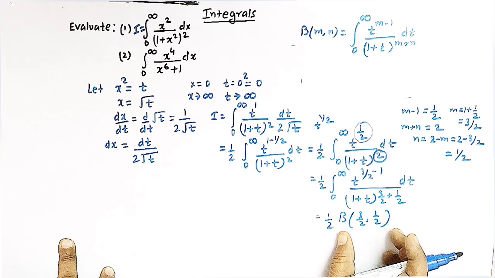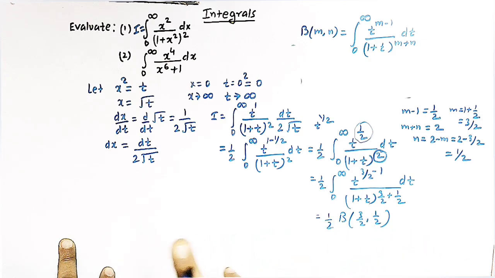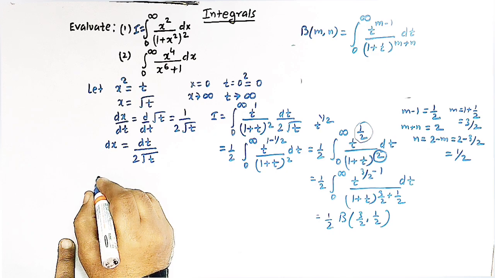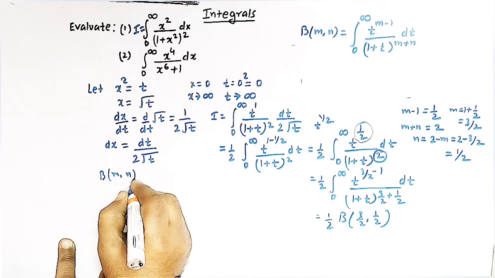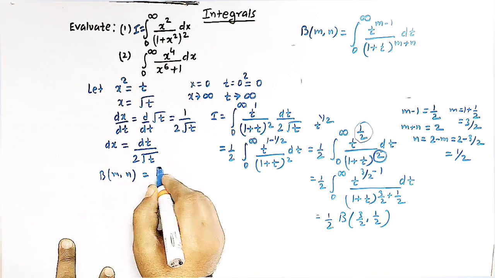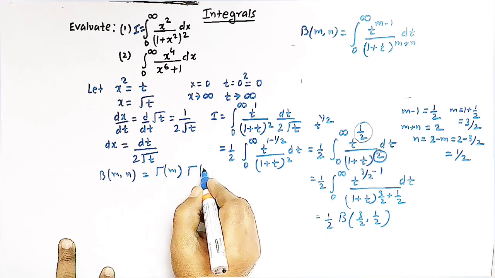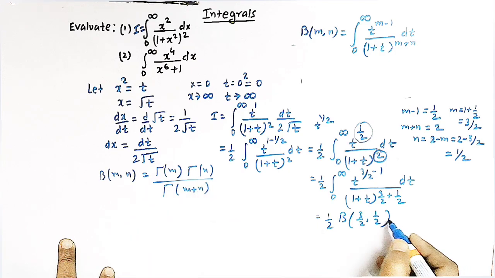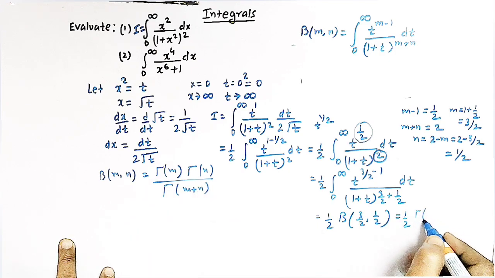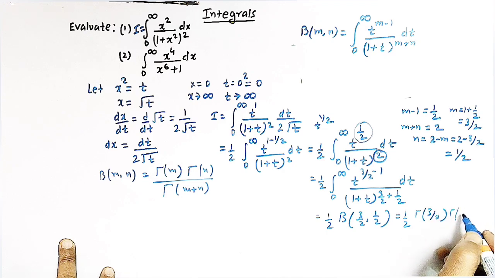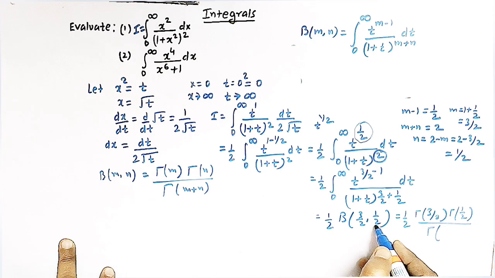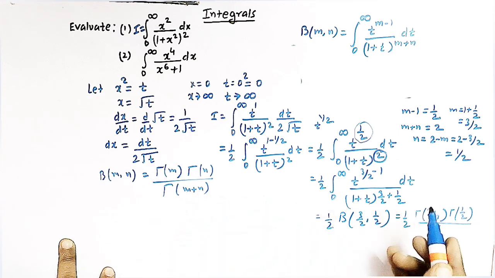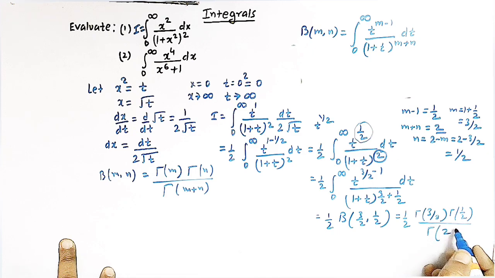So now we have to find out the value of this beta function using the relationship between beta function and gamma function. So beta m comma n is related to gamma function as gamma m, then we have gamma n, and then we have gamma m plus n. So here we have half, we can write gamma 3 by 2, then we have gamma half, and here we have gamma 3 by 2 plus half, that is m plus n, and m plus n is 2. So here we can write 2.